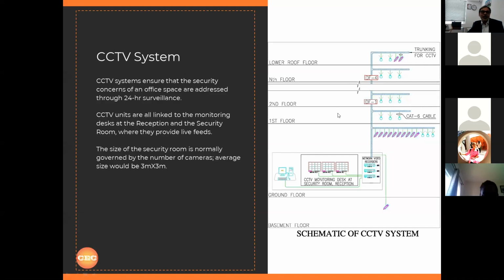CCTV, again the schematic, the main server systems. From the cameras, it is connected to the distribution frames, and these are connected to the racks, and it is distributed to the monitor. And this will be connected further to the remote surveillance system or station, which can be of Dubai police or something of that sort.